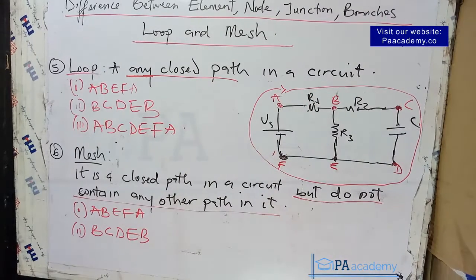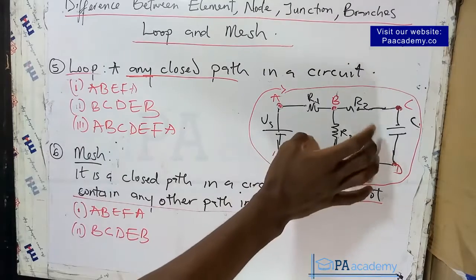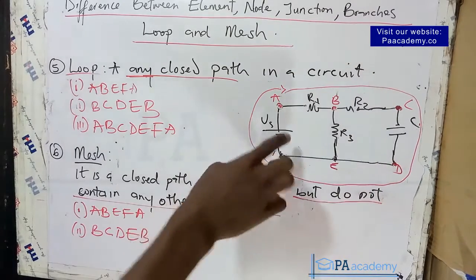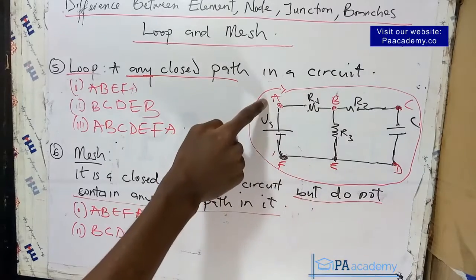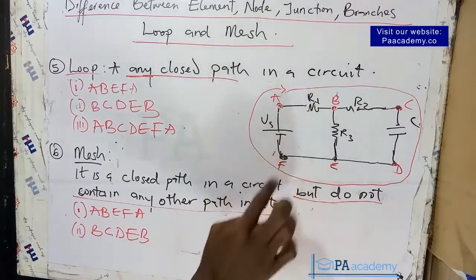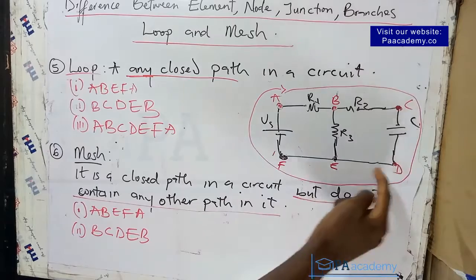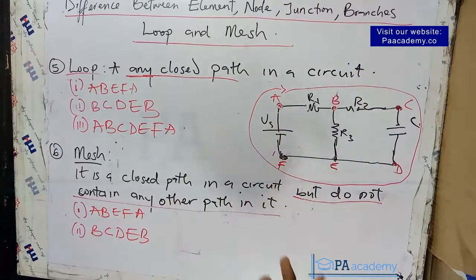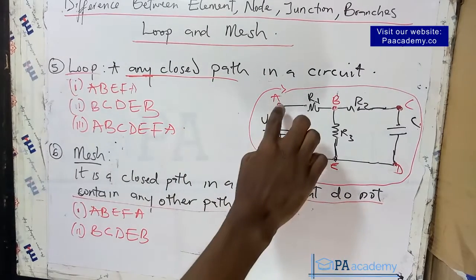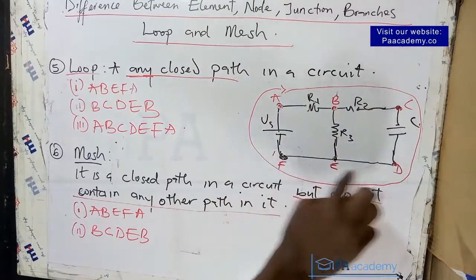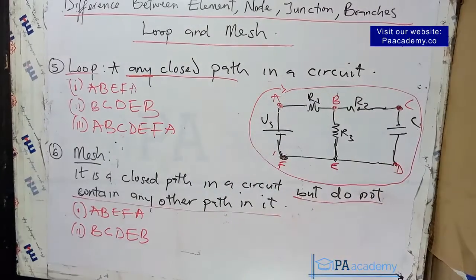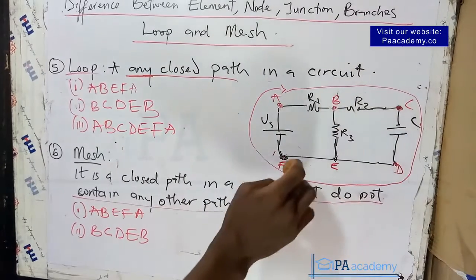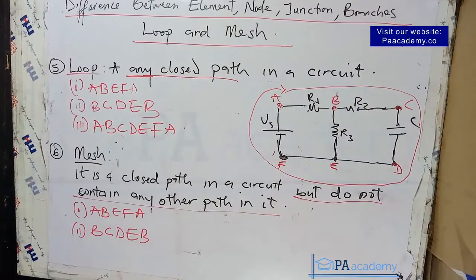Now let me explain the key difference by comparing it with the diagram directly. Look at this part: A, B, C, D, E, F, and back to A. You can see that it's also a closed path. But within this closed path, we have two other paths in it. If you are moving from here like this, we can also move from here like this. So with A, B, C, D, E, F back to A, we cannot call it a mesh. That is the difference between a mesh and a loop.